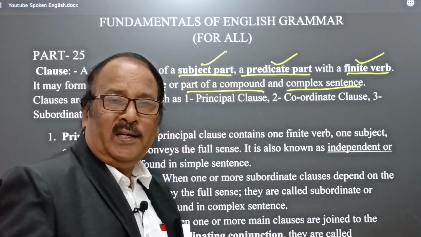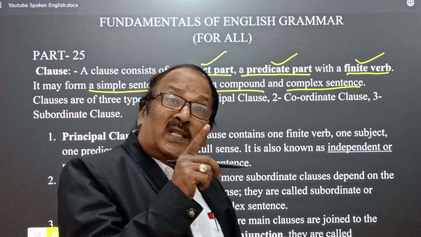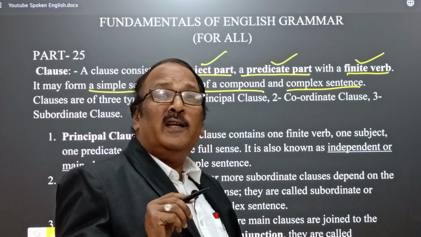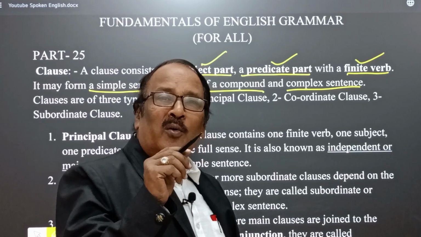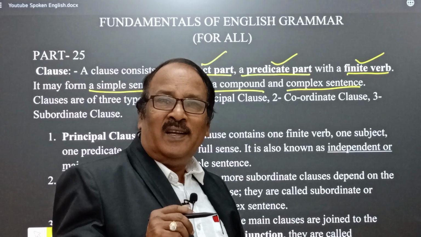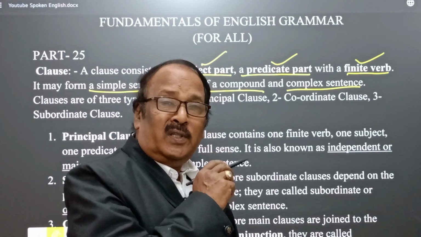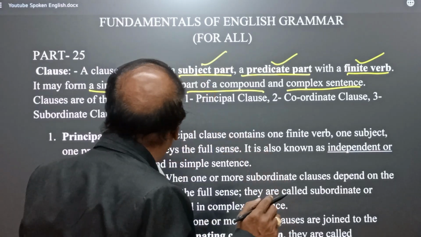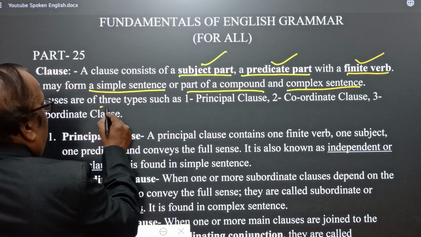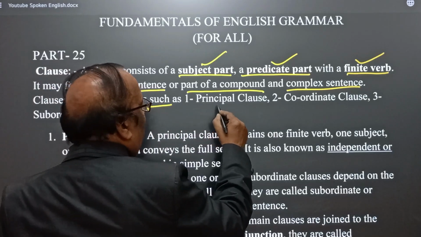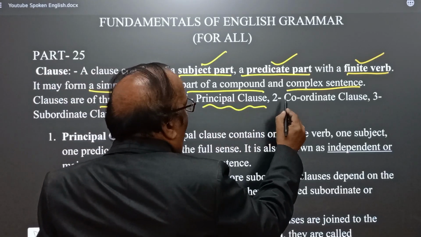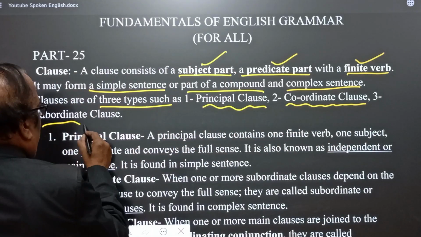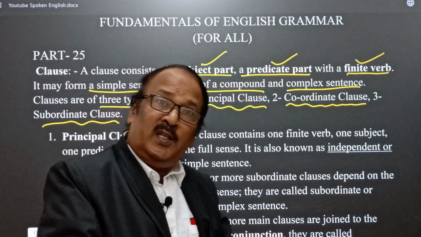Based on the clause, sentences are of three types. One is the simple sentence, the second is the compound, and the third is the complex sentence. The formation of these sentences differs from one another. Then how? Listen. Clauses are of three types: number 1, principal clause; number 2, coordinate clause; number 3, subordinate clause. This is also very interesting.